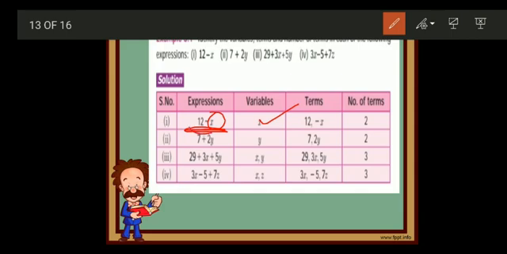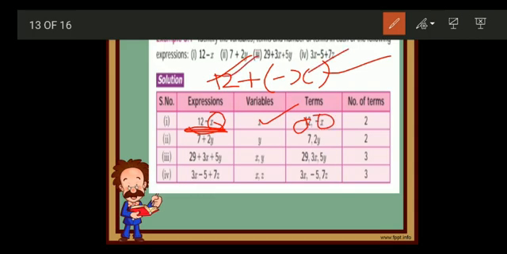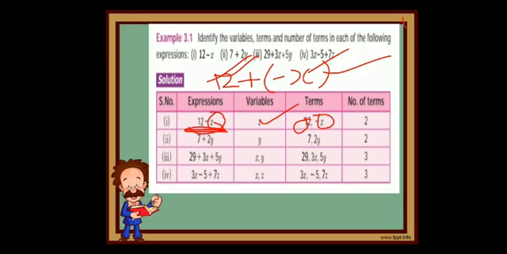What are all the terms here? This 12 minus x can be rewritten as 12 plus minus x. So this is having two terms, that is two parts, 12 and minus x. One term is 12 and the other term is minus x. So how many terms are there? Two terms. So number of terms is 2.